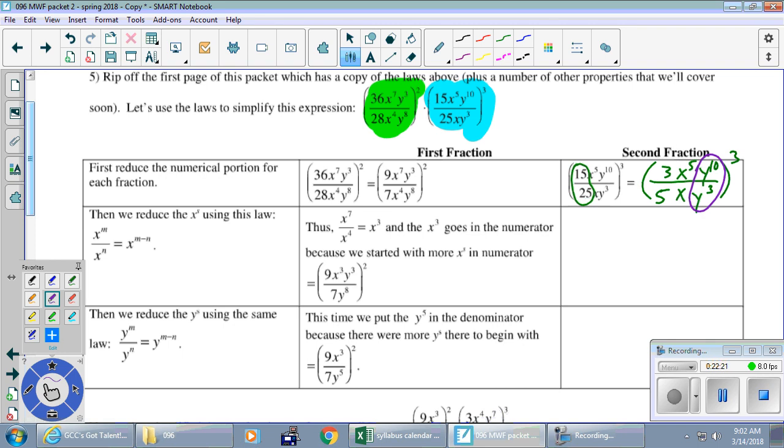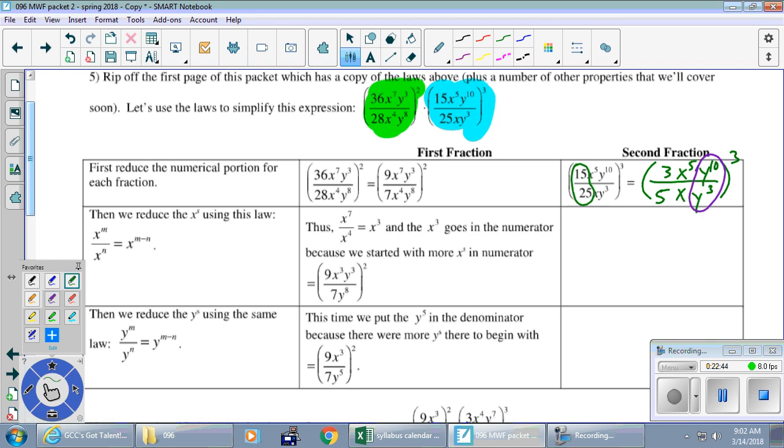And property 2 says we're supposed to subtract those powers. So I'm going to subtract the powers. I had 10. I had 3. I subtract them. I get 7. I get y to the 7. And this is the part where we have to make sure we know whether it's on top or bottom. Where will the y's end up when you subtract? Top, because there are more y's up there. So that's where they will be left over.